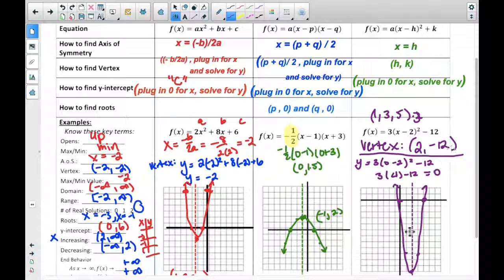So there's my graph. You can see, hopefully, this is narrower than this one, and it's even narrower than this one, because that leading coefficient determines how wide or narrow the graph is.